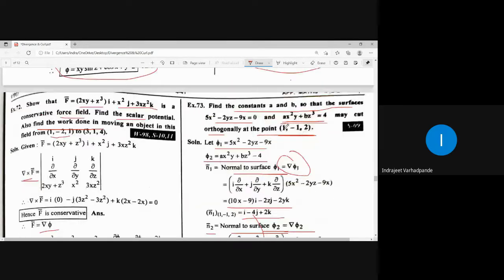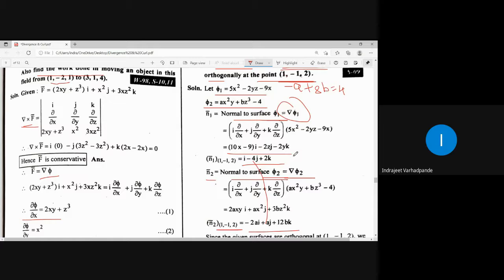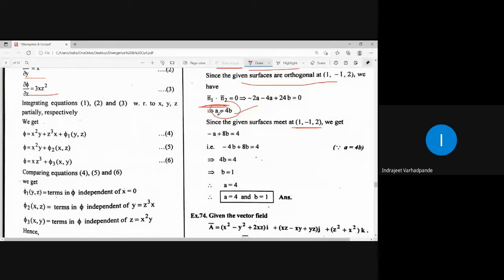Now put the point (1, -1, 2) here. So x is equal to 1, y is equal to minus 1. So it becomes minus a plus b into z cube, meaning 8b, equals 4. Also, this particular point satisfies the given surface. So the second equation generated is minus a plus 8b equals 4. One of the values I have got is a equals 4b. After simplifying, I get b equal to 1 and a equal to 4. So therefore the answer is a equals 4 and b equals 1.